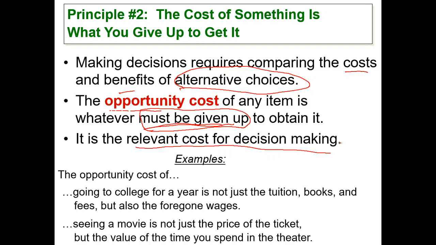Okay? So there's some examples in here, although I already given some examples, but let us try to look at this one. So examples. The opportunity cost of going to college for a year is not just the tuition, books, and fees, but also the foregone wages. Nabanggit ko na kanina. For example, another example here is seeing a movie is not just price of the ticket. Kung tanaw kag movie, ang price ana ang cost ana is di lang katong movie, but the value of time you spend in the theater.